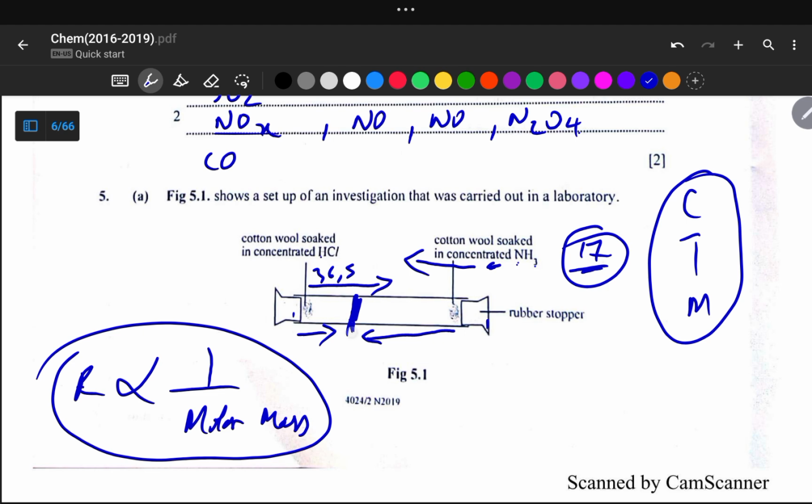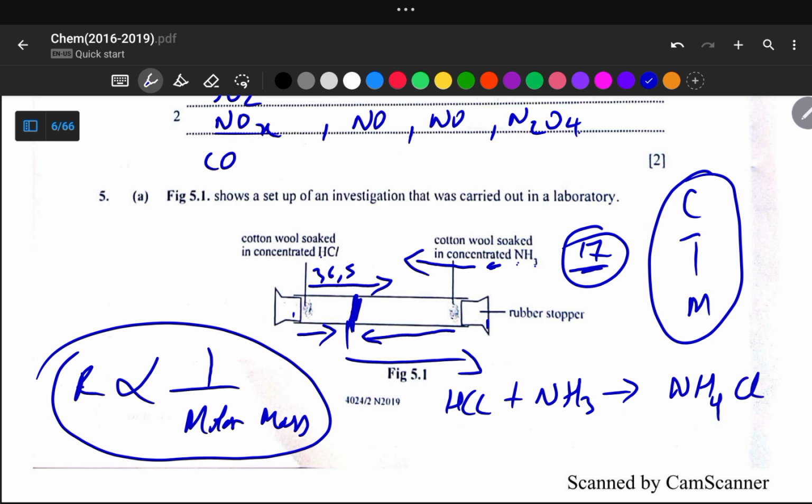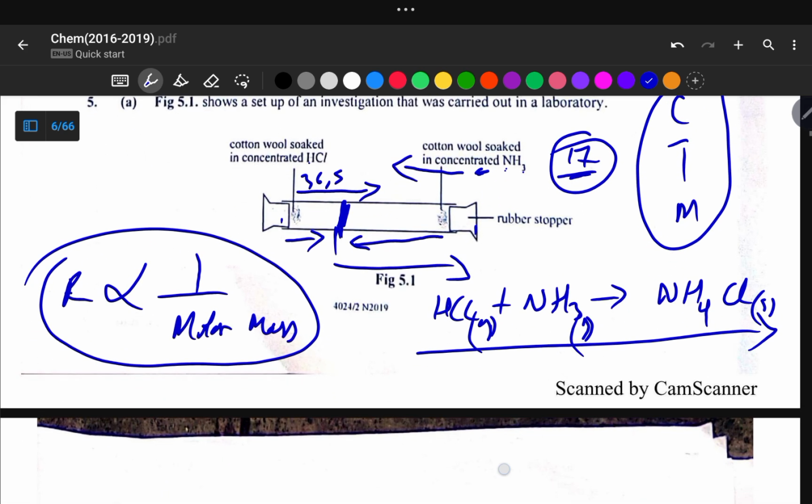So this is the point of reaction. So the two will react according to this reaction. So it is hydrogen chloride plus ammonia to give ammonium chloride, right? So this is the equation for the reaction. So these two are in gaseous phase, and then this is in solid phase, right? So what we observe is a mist of ammonium chloride. So this is the observation we can tell, right?